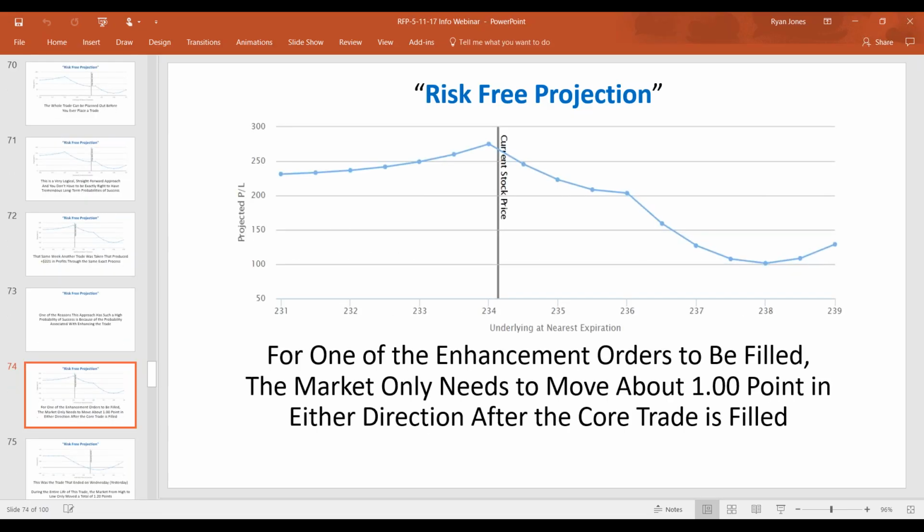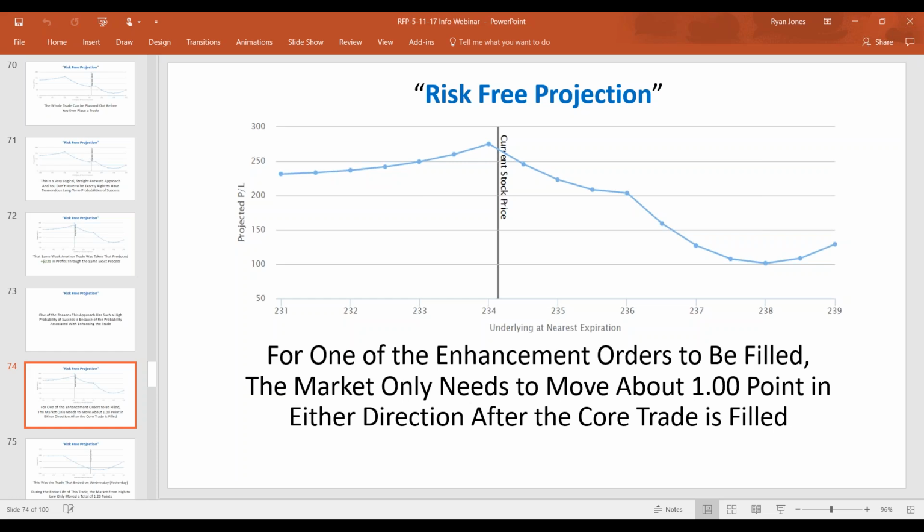And what do I mean by that? Well, for one enhancement order, so either order A or order B, to be filled based on the standard process, you can actually increase the probability of this enhancement order being filled, which I go into in detail in the course, in the reports and in the webinars. I repeat this stuff over and over in different ways and at different times so that it increases your understanding. But all that has to happen is for the market to move either up or down about 1 point from where you got filled. And that's it. Then you can enhance the trade.